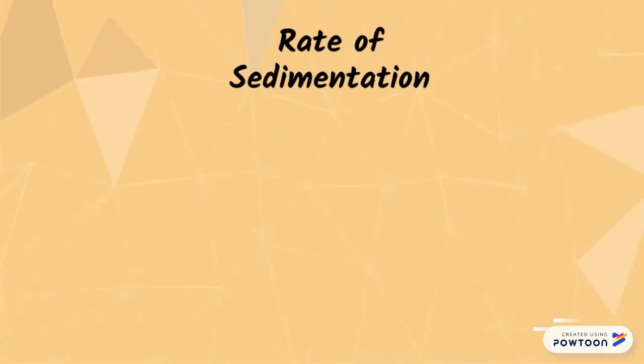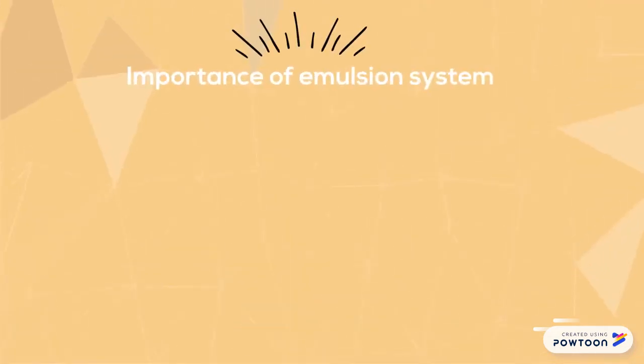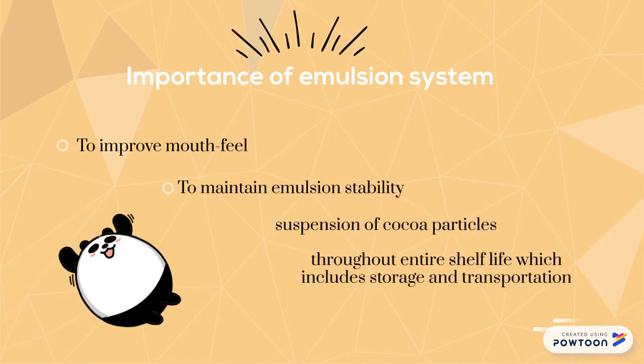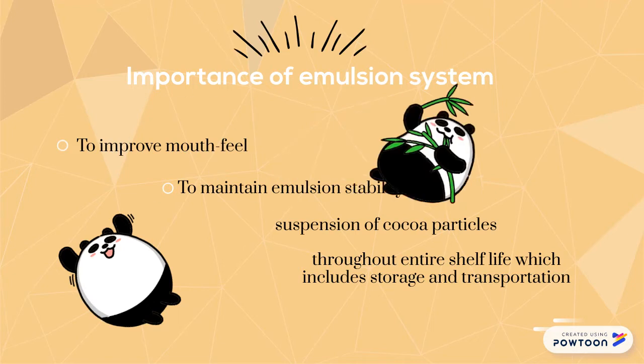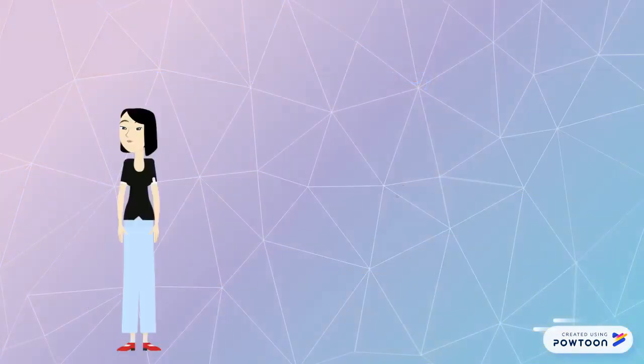Other than adding stabilizer and using finer cocoa powder to overcome the sedimentation of chocolate milk, shaking is always encouraged by the manufacturer, as shaking is also a good way to overcome the sedimentation of chocolate milk. Addition of stabilizer is to improve the mouthfeel of chocolate milk and to maintain the emulsion stability as well as the suspension of cocoa particles throughout the entire shelf life, which includes storage and transportation.